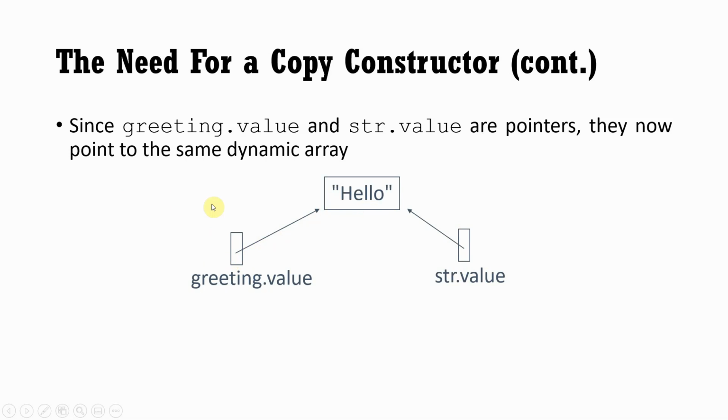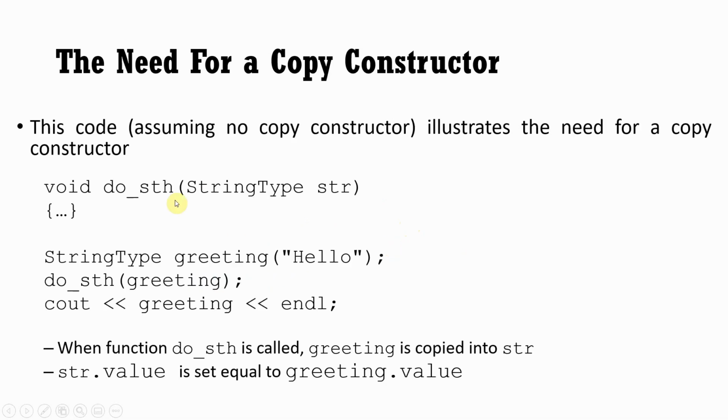So now think about it. Are these two objects independent? No, they're not independent. They are sharing the same array. Now this is going to cause a problem. Why? Because look at this one.